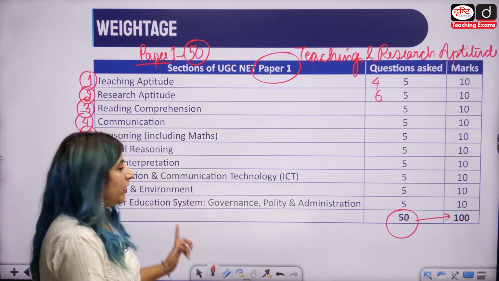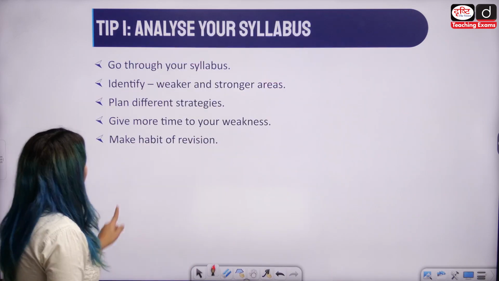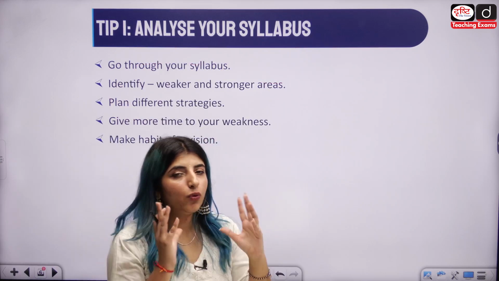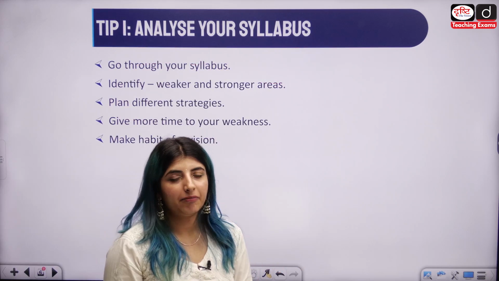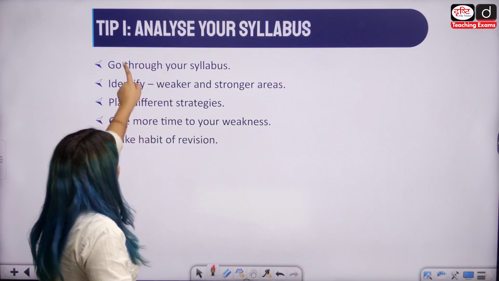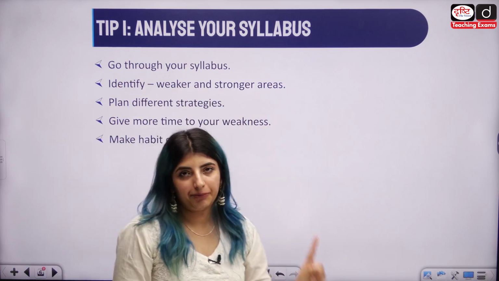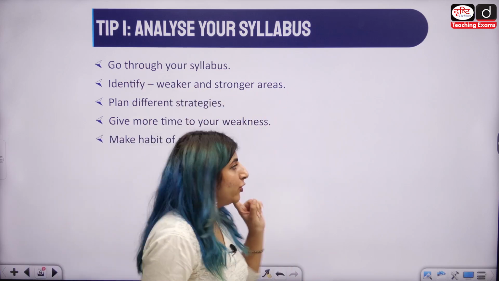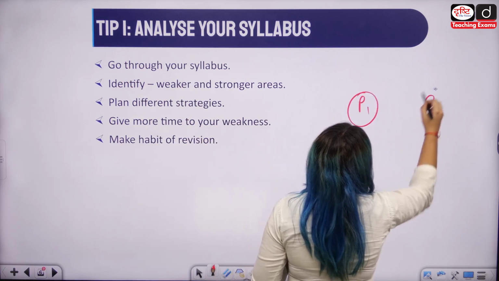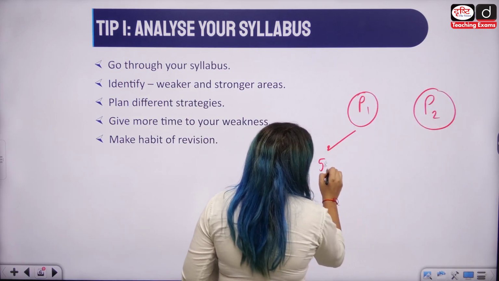So from each and every unit, different questions are asked. Now, the number 1 tip that I would like to give you is, before you start preparing for any competitive examination, you will have to analyze your syllabus. I told you that the paper is divided into two parts, paper 1 and paper 2. Here we have 50 questions.